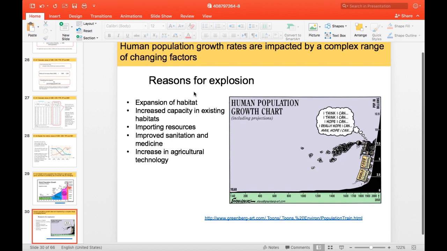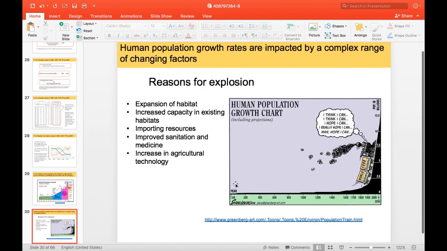Okay, but what are the reasons for the explosion? Why do we have so much population? Expansion of habitat: we are destroying the forest through mega urbanizations. Increased capacity in existing habitats, so more people are living there, like in the mountains. Importing resources, we can have access to any kind of resource to survive. Improved sanitation and medicine. If they improve medical technology like vaccines, like centers where people can attend to avoid diseases, the population is going to keep increasing. Increasing agricultural technology, so this means more food production, right?